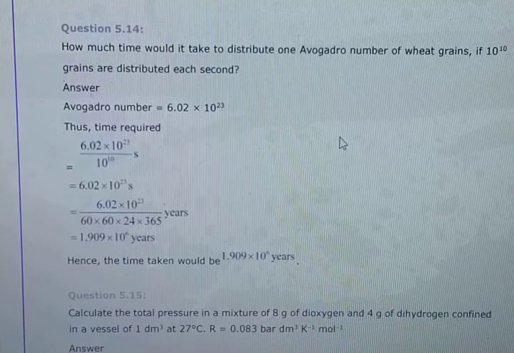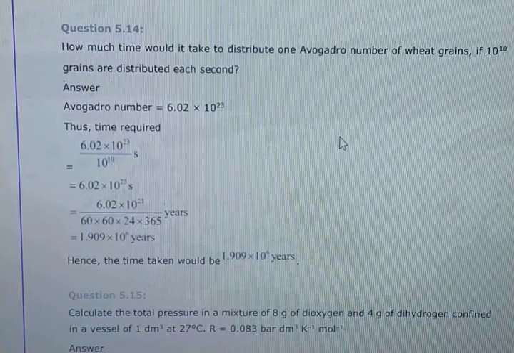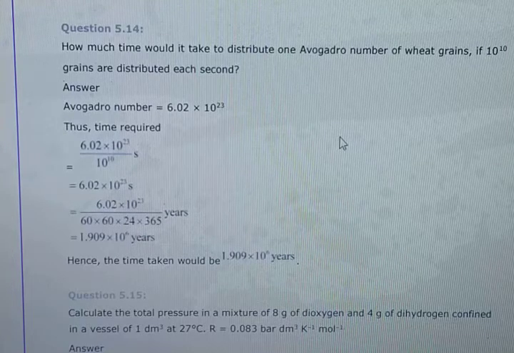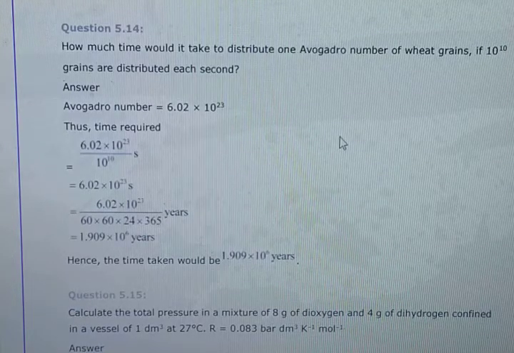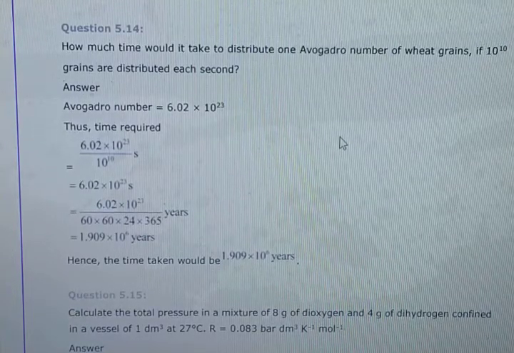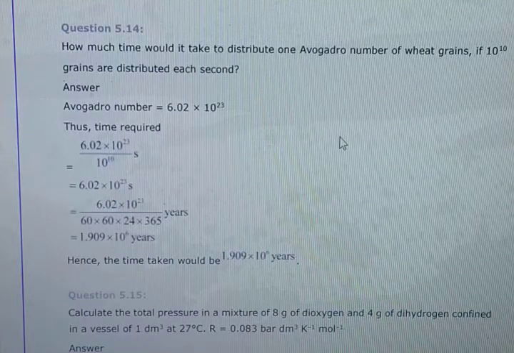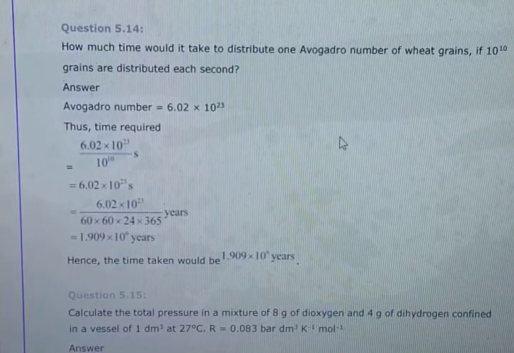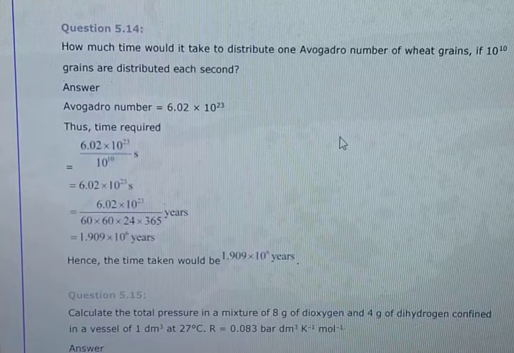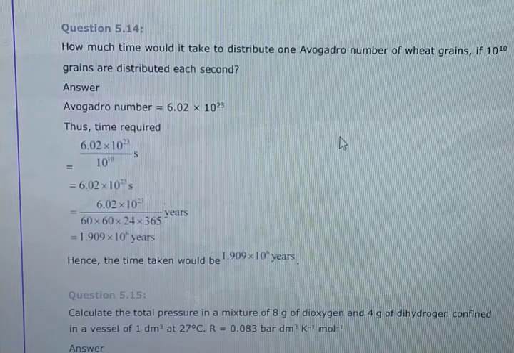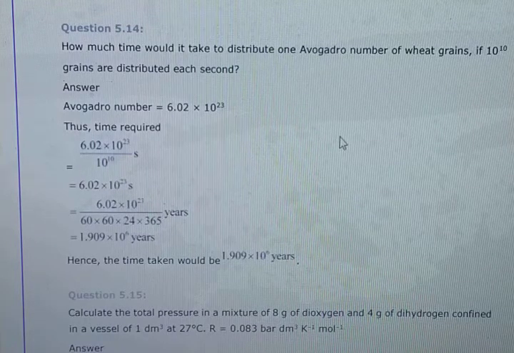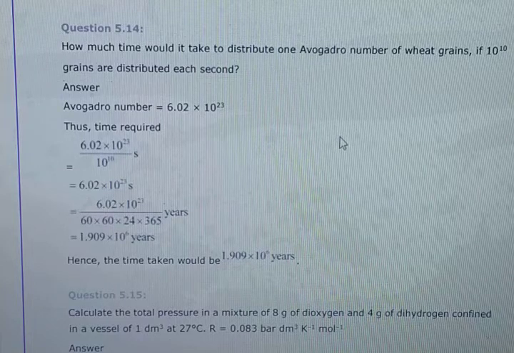That is, if you convert, 10 to the power 10 grains each second, means 60 into 60 into 24 into 365. In 1 year there are total 365 days, and in 1 day there are 24 hours, and 1 hour contains 60 minutes and 60 minutes contains 60 seconds. So that's why 6.02 into 10 to the power 23 upon 60 into 60 into 24 into 365 years, that is 1.909 into 10 to the power 6 years. Hence the time taken would be 1.909 into 10 to the power 6 years.